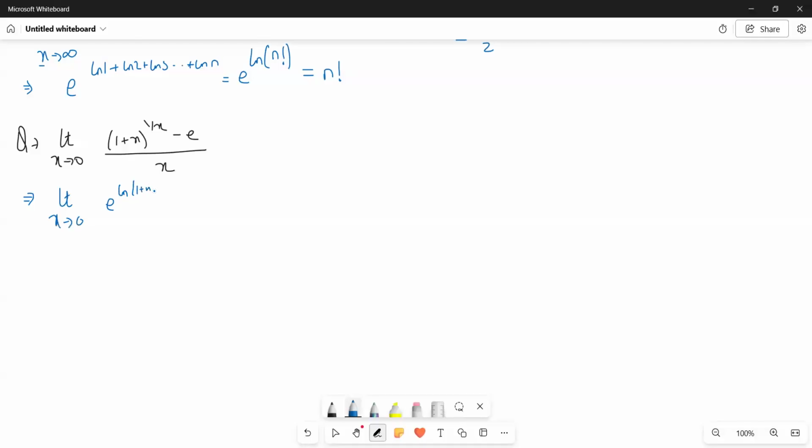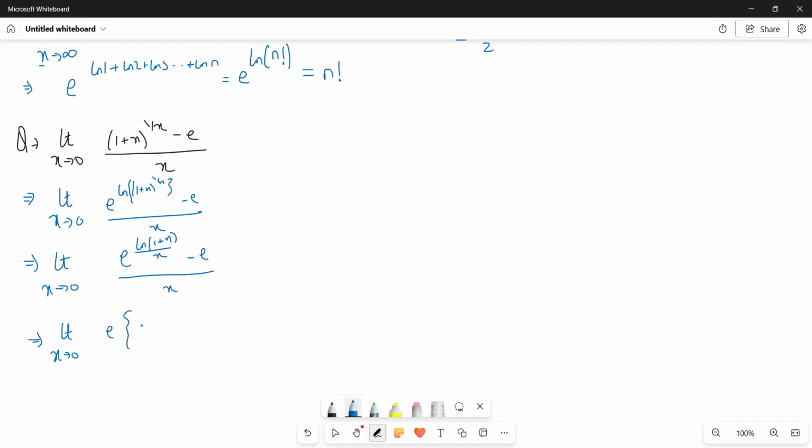So this will become 1 plus x to the power 1 by x minus e, whole divided by x, which is like limit x tending to 0, e to the power log of 1 plus x by x minus e, whole divided by x. To convert this into standard limits, what we do is we take e common out of the whole expression. So this will become e into e to the power log of 1 plus x by x minus 1, whole divided by x.